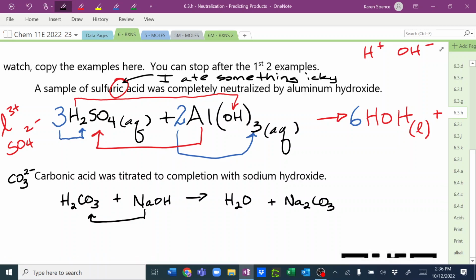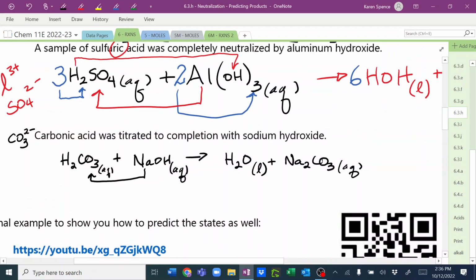What will our states be there? Aqueous. Sodium hydroxide is got a sodium, aqueous. Water is liquid. Sodium carbonate is got sodium, aqueous. Anytime you see sodium, it must be aqueous, unless it's like sodium metal, in which case it's a solid, right? Yeah. Okay.